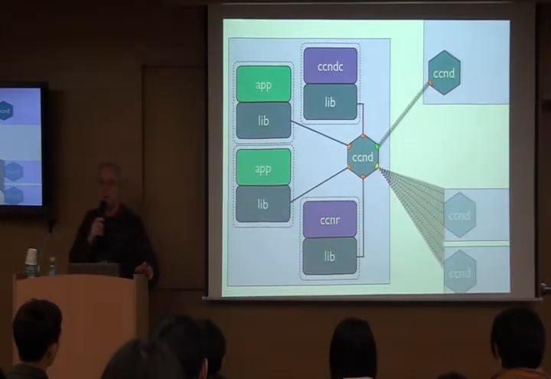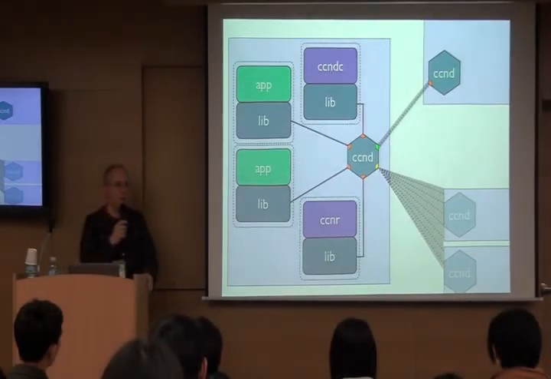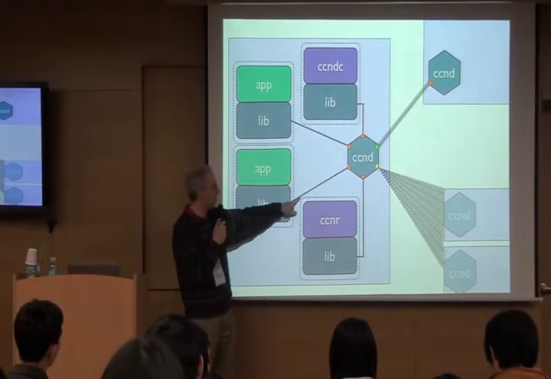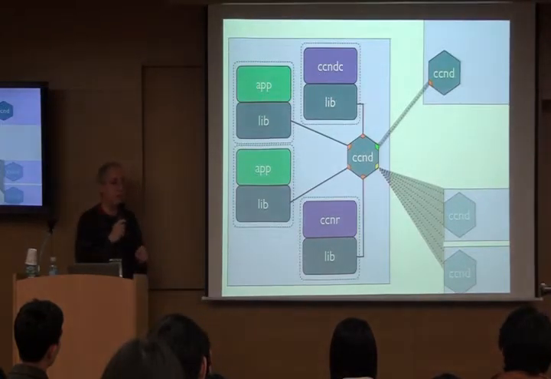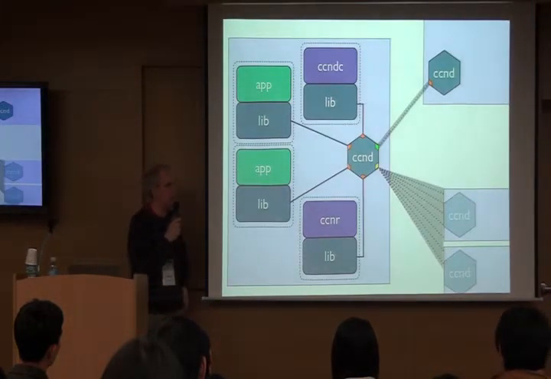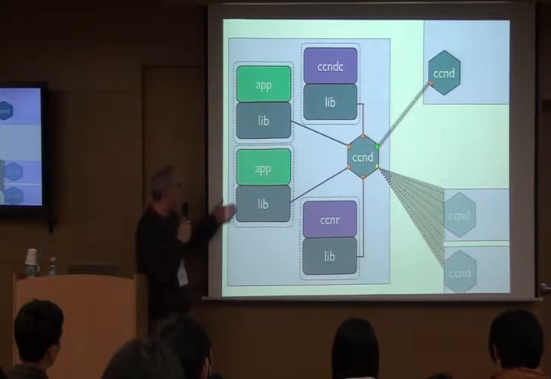Now, the two libraries do this a little differently. The C library uses Unix domain sockets for this connection, and the Java library actually uses IP because it's hard to use Unix domain sockets from Java. And so it makes local IP connections and runs over UDP, or by default, actually, TCP between the library and the CCND.